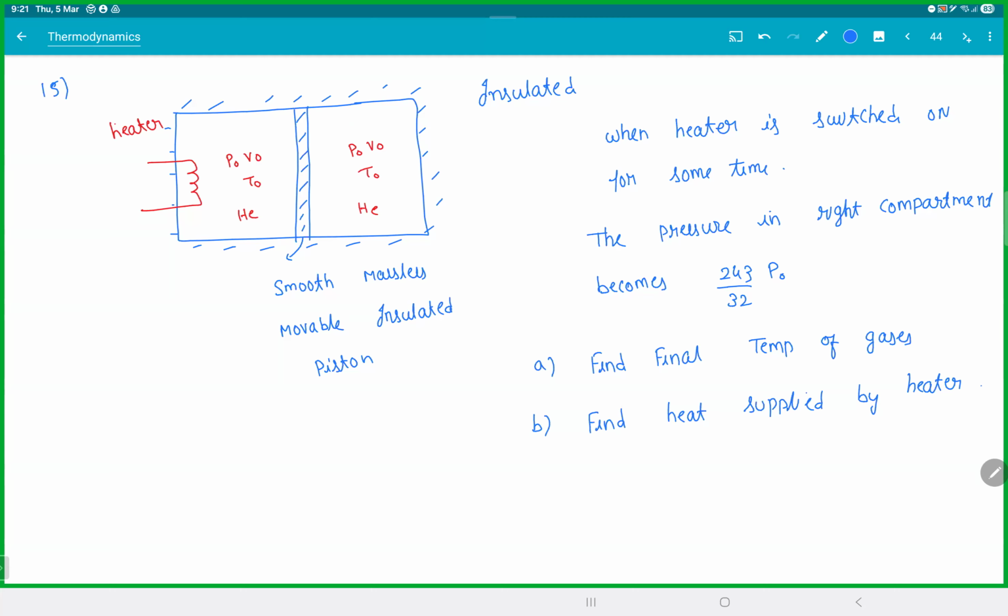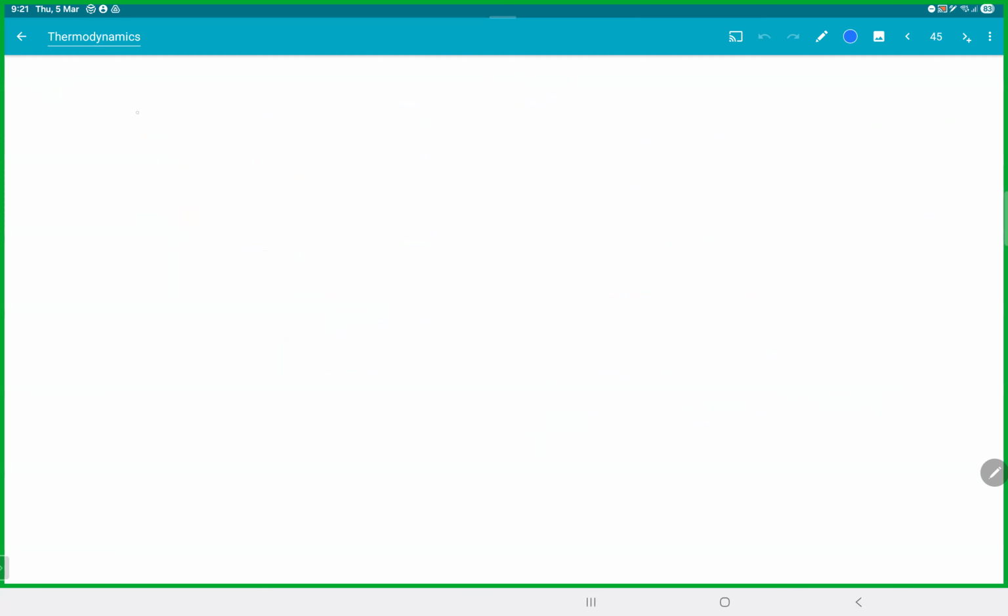Did you guys figure out what's happening? Let me give an idea there. When you draw the picture, the pressure has increased, so the piston must have moved here. We don't know, but it must have moved.